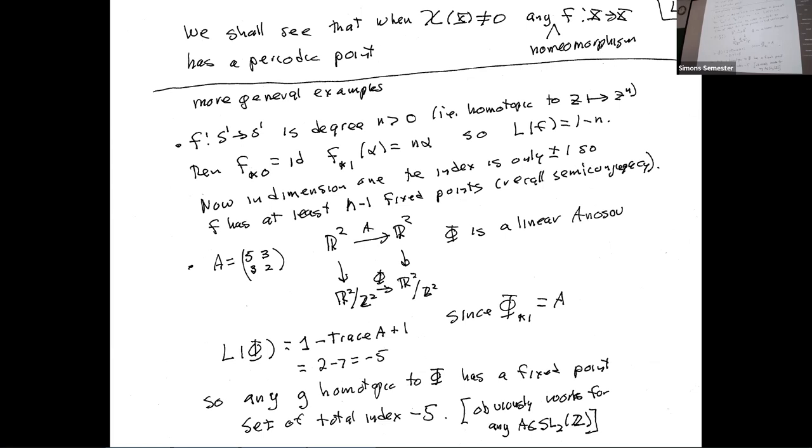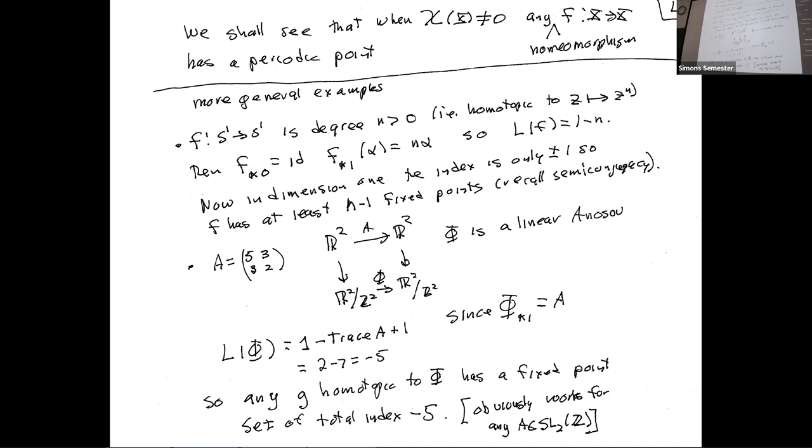Okay, so here are some more sophisticated examples where you're not homotopic to the identity. These are examples I'll be using throughout. First is on the circle, which we've already seen. Let's say we're degree n. Then there's only H0 and H1, you act as the identity on H0, and the action on H1 is multiplication by n. So the Lefschetz number is 1 minus n. In dimension 1, we saw there's only index plus 1, minus 1, or 0. So any degree n map has at least n minus 1 fixed points. We actually had a stronger example, but this is just for an example.